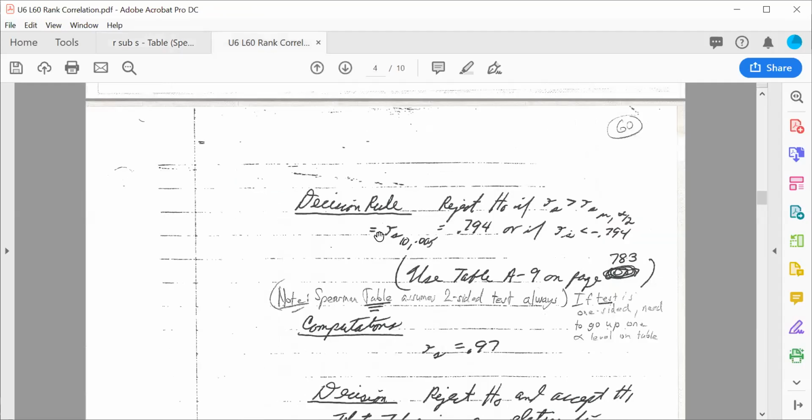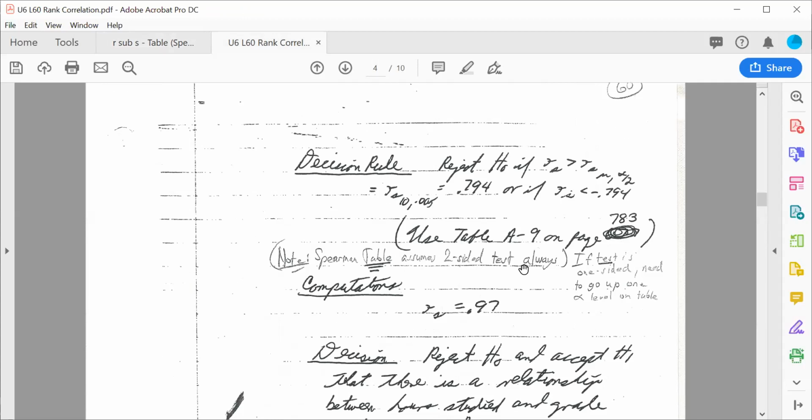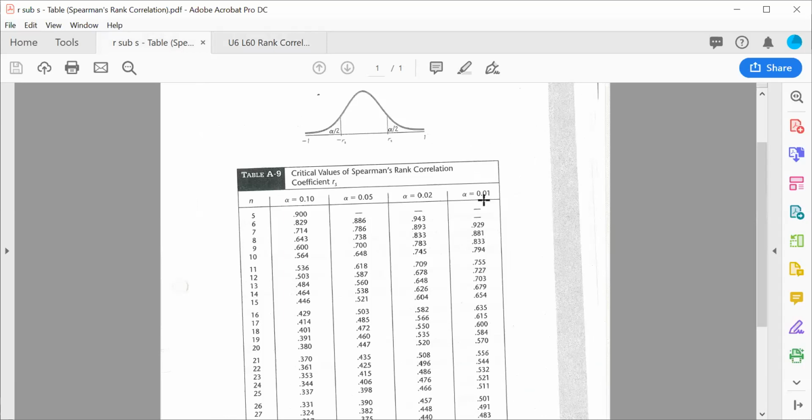So reject H0 if R sub S is greater than 0.794, or if R sub S is less than negative 0.794. It says, note, Spearman's table always assumes a two-sided test. If the test for some reason happens to be one-tailed, you go up one level. So in other words, if alpha is 0.01 and it's a one-tailed test, use the alpha 0.02 column. If the alpha level is 0.05 but it's a one-tailed test, use the alpha 0.10 column. That's what that means.